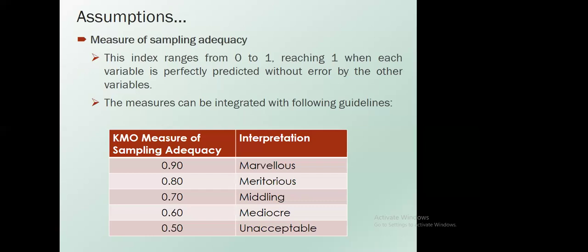If it is 0.9, it is excellent. If it is 0.8, it is good. Even if it is 0.7, it is good. If it is less than 0.7, then it shows that your data is not very appropriate for factor analysis. So ideally, this KMO measure should be more than 0.7. Okay. And this is also done in SPSS after Bartlett's test of sphericity.